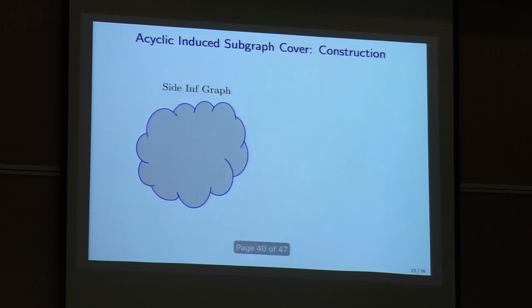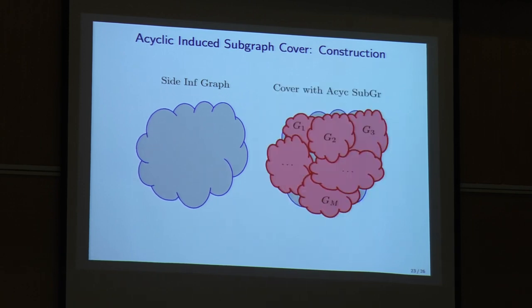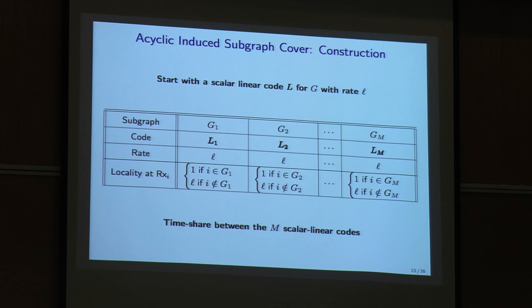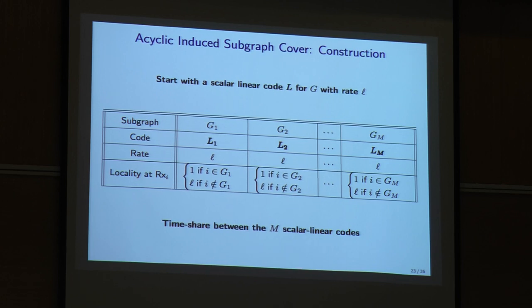So the easiest thing to do is time sharing over several such graphs. You start with some side information graph, you cover it with lots of acyclic subgraphs, let's say G1 to Gm, each of them is vertex induced and acyclic, and then you start with the original code, for which you have no control over locality, but the rate is known. You have M subgraphs, corresponding to each subgraph you have a new code, you tweak the original code little by little, you have M different codes. All of them have the same rate as above, so you are not being penalized in terms of rate.